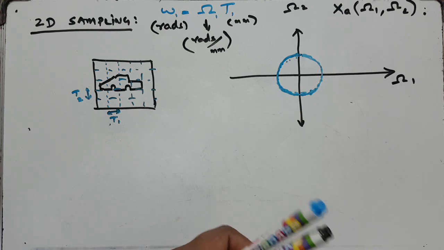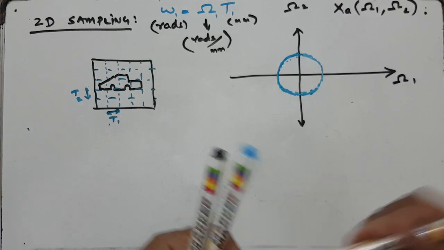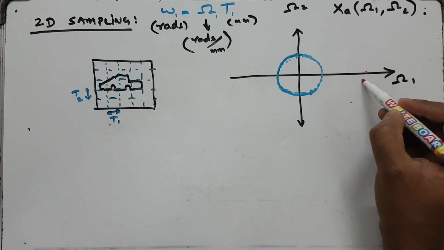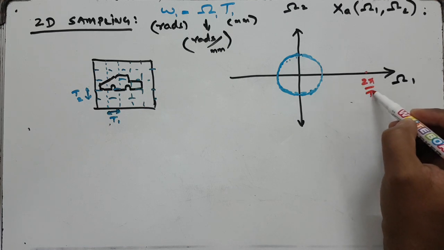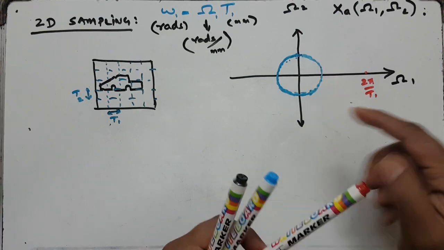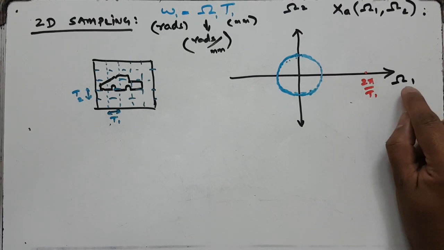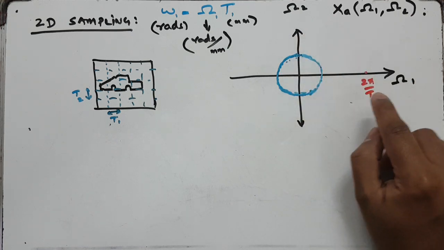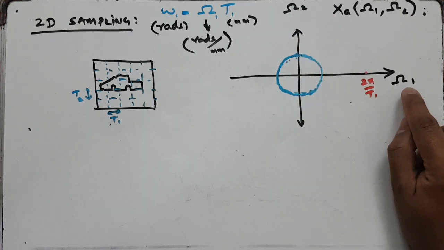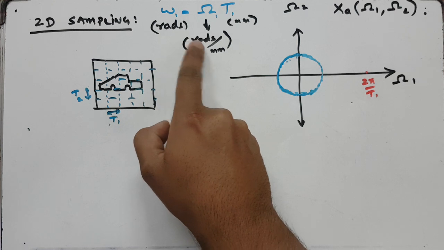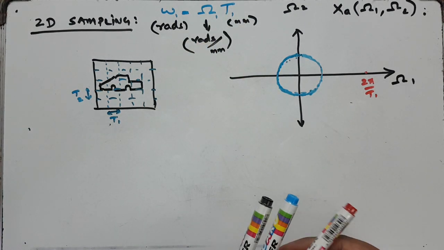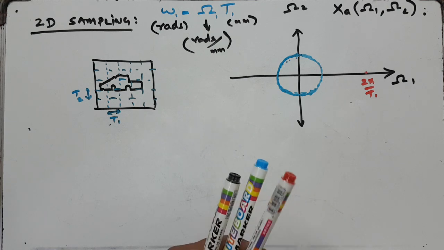So I'll use a different color for the copies. So let's say this is 2 pi over T1. This would have been 2 pi if it was W1 and W2. This would have been 2 pi here as well. But because we are using omega 1, it is 2 pi in radians divided by T1. So not difficult, I hope.